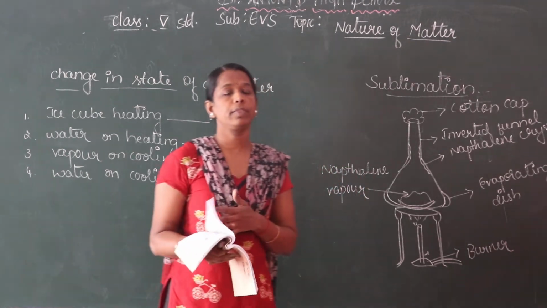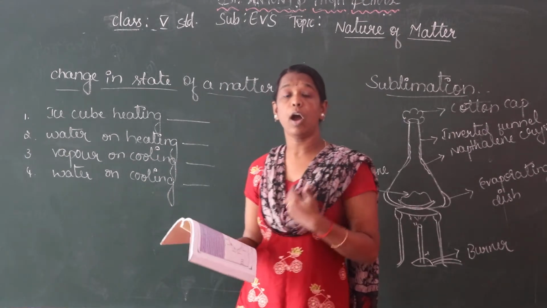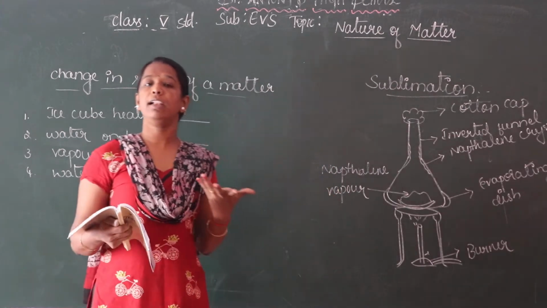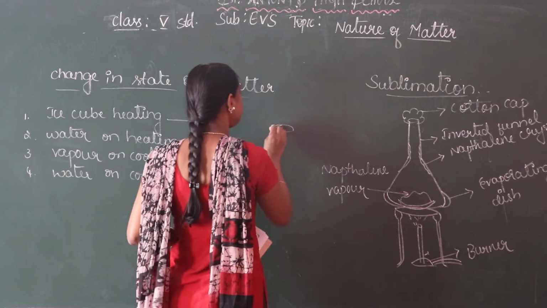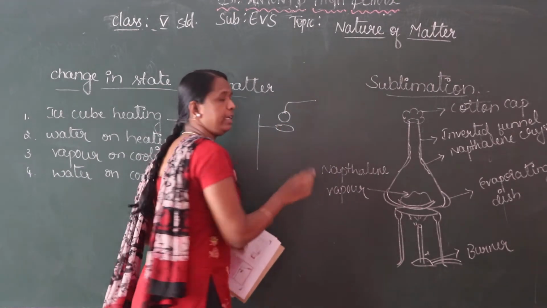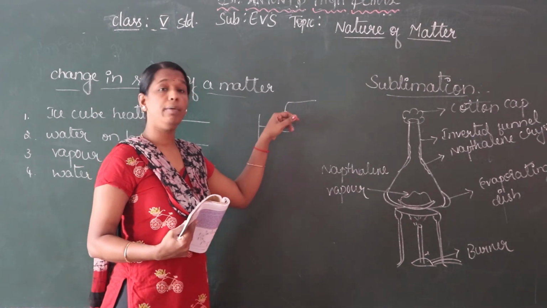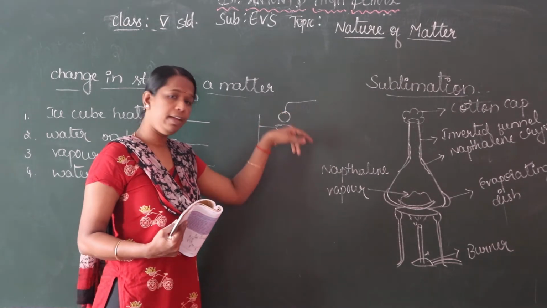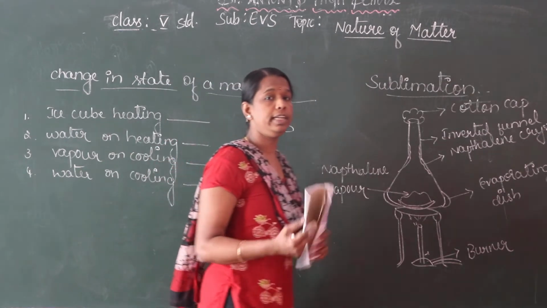So you know the properties of matter: matter occupies space and matter has weight. Now, about metal expanding: if we take a ball tied with a thread, without heating, this bob easily passes through this ring. When we heat this bob to a high temperature, the bob expands and cannot go through the ring, because when metal is heated, it expands.